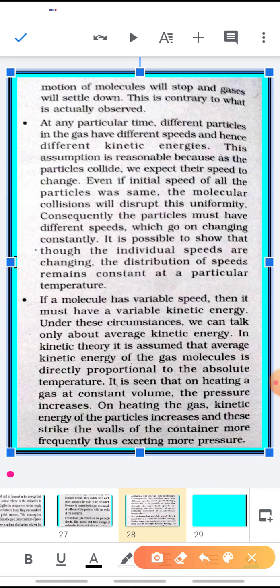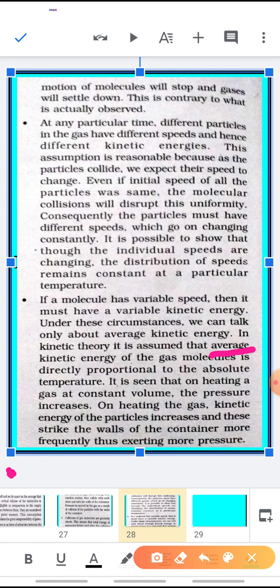Next is, if a molecule has variable speed, that means if a molecule is having different speeds, then it must have variable kinetic energy also. Under these circumstances, we can talk about only average kinetic energy. In kinetic theory, it is assumed that the average kinetic energy of the gas molecule is directly proportional to the absolute temperature. You all know this is obvious. With the increase in temperature, the kinetic energy of the gas molecule increases.